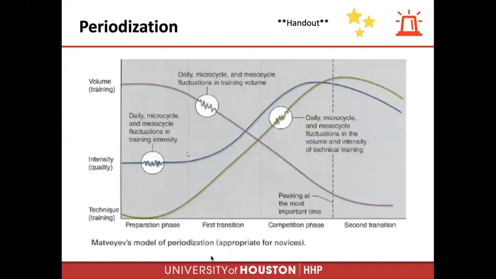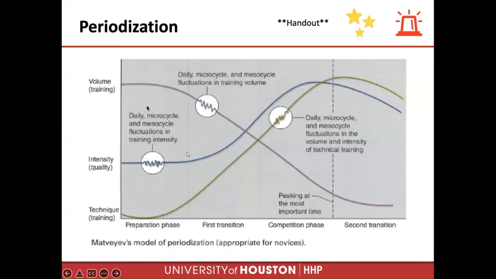This figure is also in your handout, and it just shows how we have this together. So we have our prep phase, which is moving towards our pre-season, and then our in-season or competition phase. So training technique is low, it's going to peak while we're in season. So when we're in our prep phase and our transition phase, we're more concerned with the fitness as opposed to the specific technique. Volume of training is high in the prep phase.